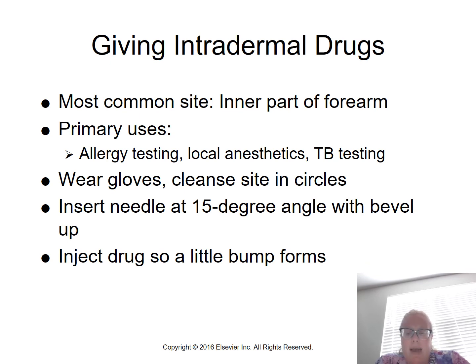You don't pull back or aspirate on the plunger. You don't massage the area. If a little bump does not form, the drug has probably been injected too deeply into the subcutaneous tissue, and the test results may or may not be accurate. You always want to make sure that you check your patient for any allergic or sensitivity reactions to the injection, and these reactions may take several hours to several days to become apparent.